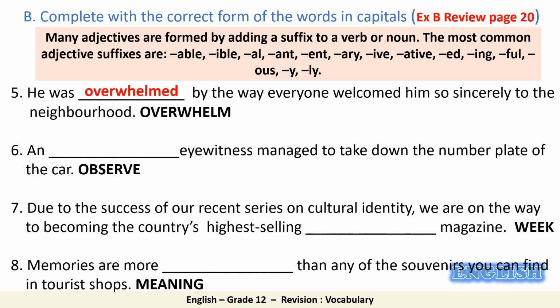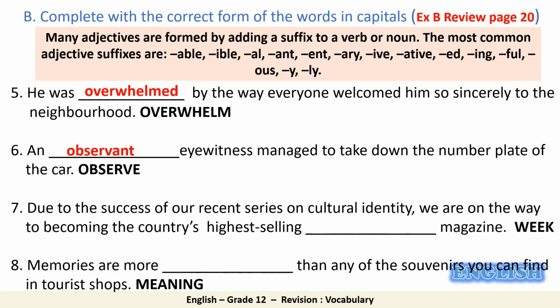Next, an observant eyewitness managed to take down the number plate of the car. Here we are talking about an attentive and vigilant eyewitness. The verb is observe, so we need the adjective of observe, which is observant. Very good. An observant eyewitness. Excellent.